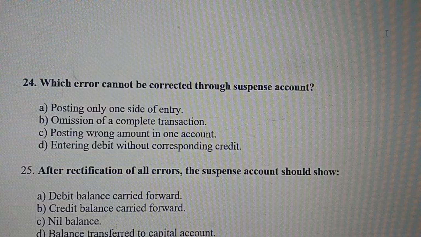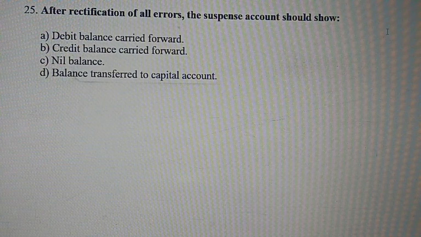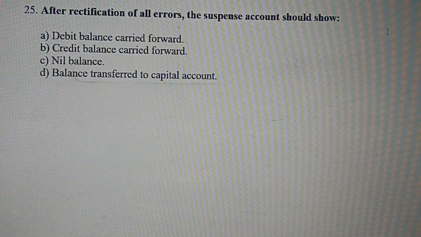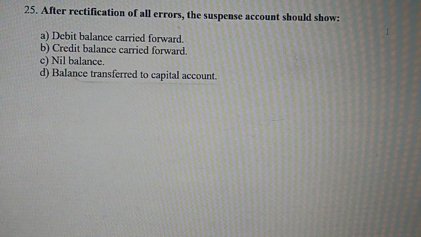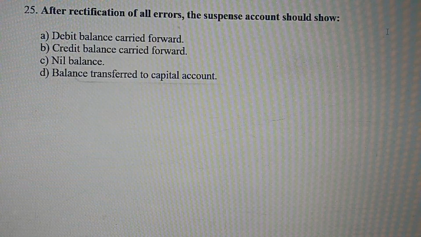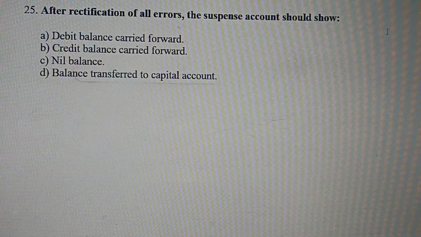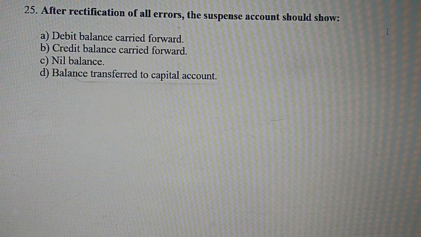The next question. After rectification of all errors, the suspense account should show debit balance carried forward, credit balance carried forward, nil balance, balance transferred to capital accounts. So these are the 25 questions.